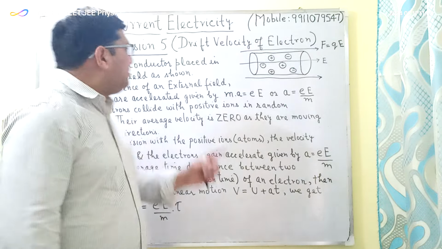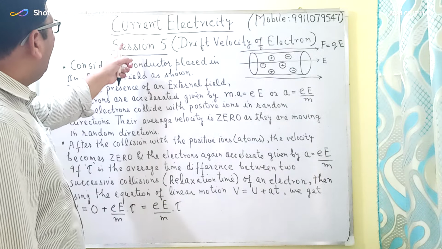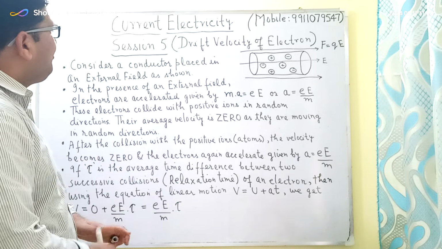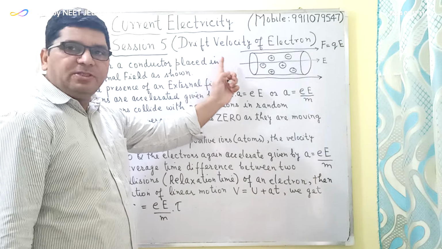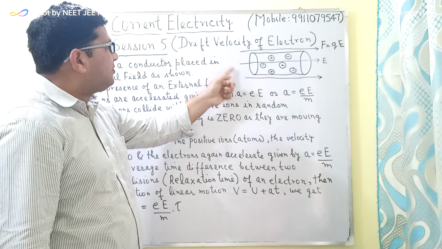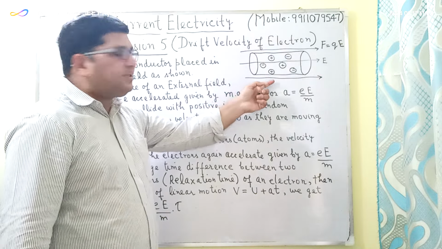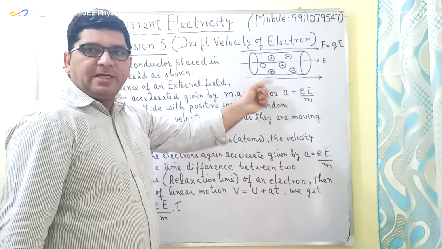Good morning, everyone. This is session 5 from the chapter on current electricity. The topic is the drift velocity of electrons, and today we will be deriving the equation for the drift velocity of electrons when a conductor is placed in an external electric field.